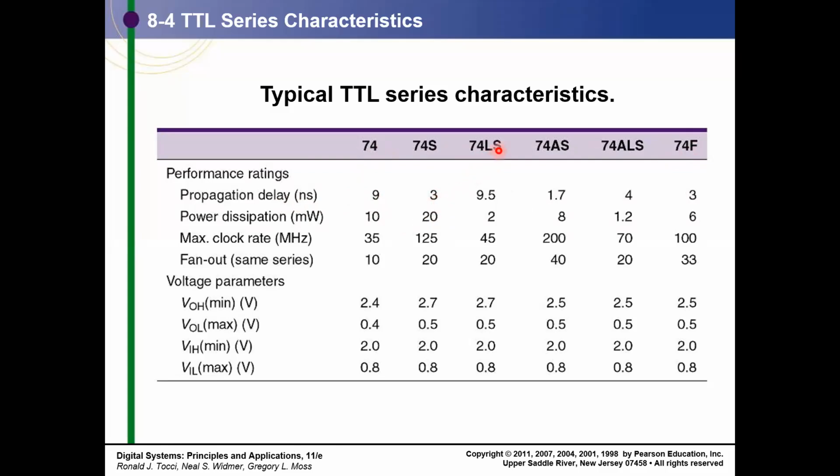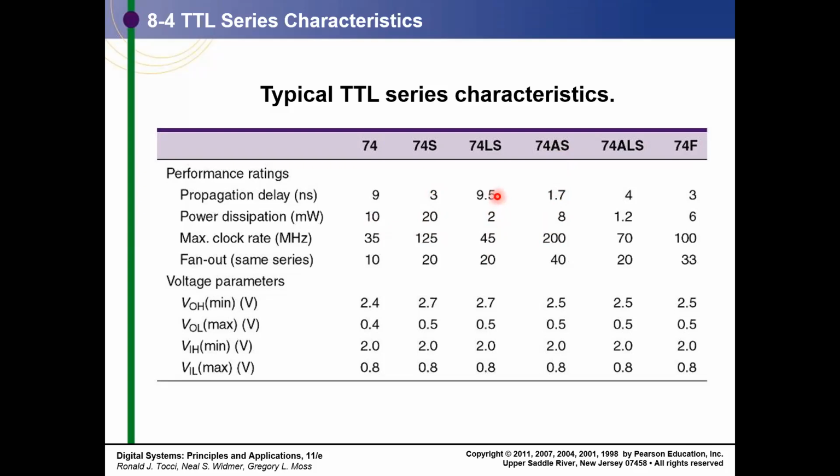But when you take a low power series, you have to compromise on speed. It increases the delay to 9.5. But then you come to advanced Schottky, which has high speed. You can even compare with power. Keep checking the power. The power has increased as soon as you increase the speed.